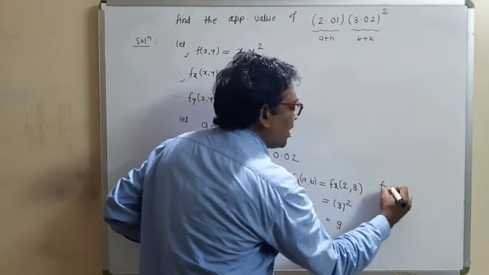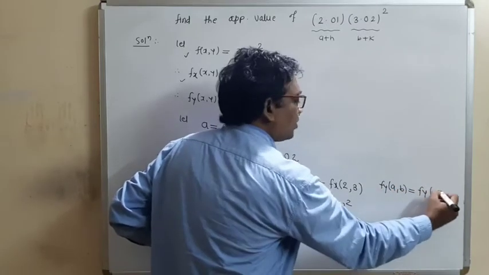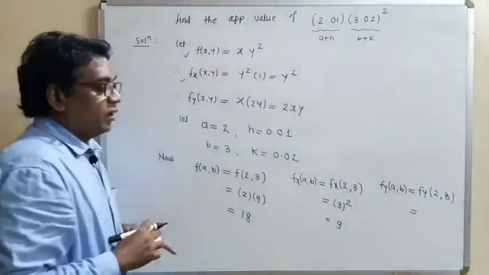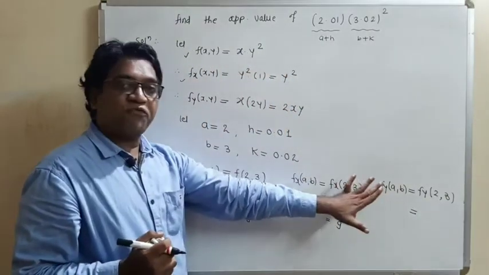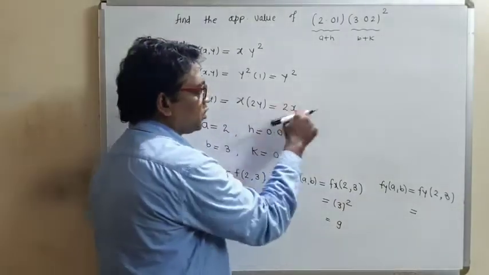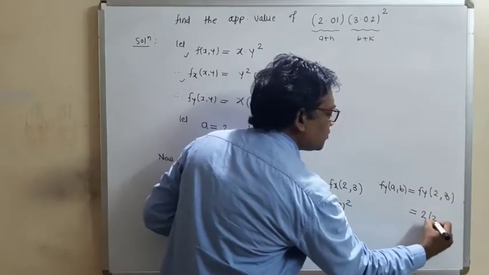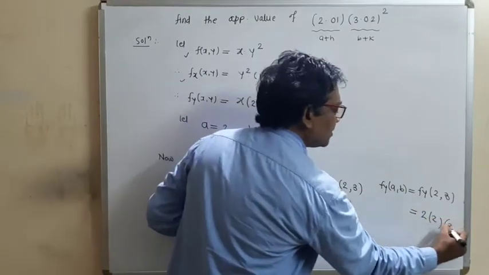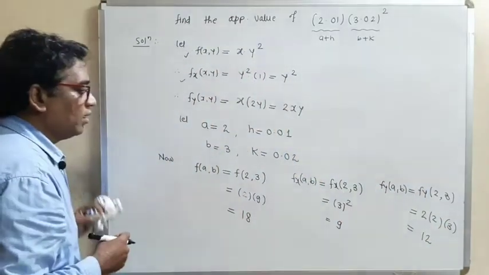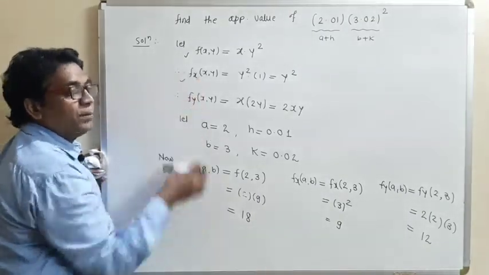Find the next value, fy at the point ab. So this is fy. What is a? A is 2 and b is 3. So find the functional value fy at 2, 3. So use this function fy at xy, which is 2xy. So this is 2, x means it is 2 and y means it is 3. So 3 into 4 is 12. So this is our required function, and this is our complete step.